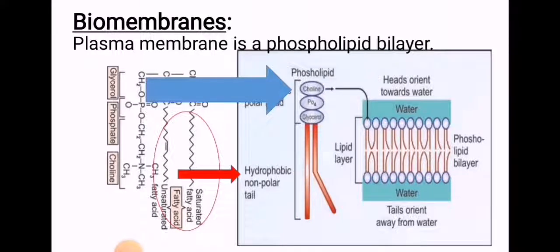So the plasma membrane, if you see the cell membrane, it is a phospholipid bilayer. Here you can see the hydrophobic non-polar tail and the hydrophilic heads which face towards the water. The tails usually orient away from the water, that is because of the hydrophobic force. This phospholipid forms a bilayer in the plasma membrane. So this diagram, all of you please learn.